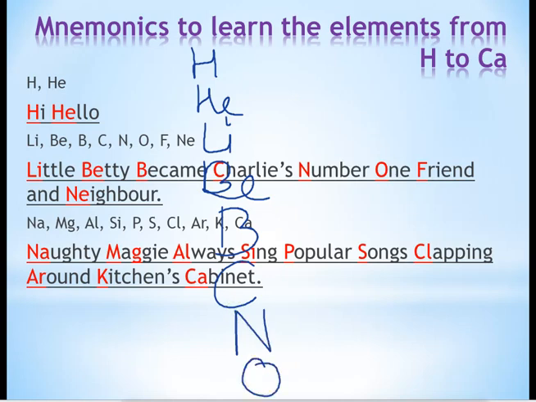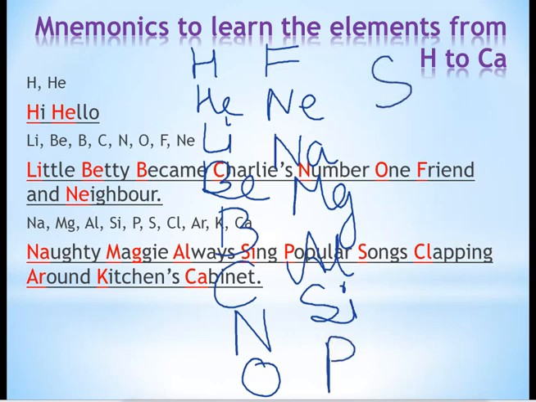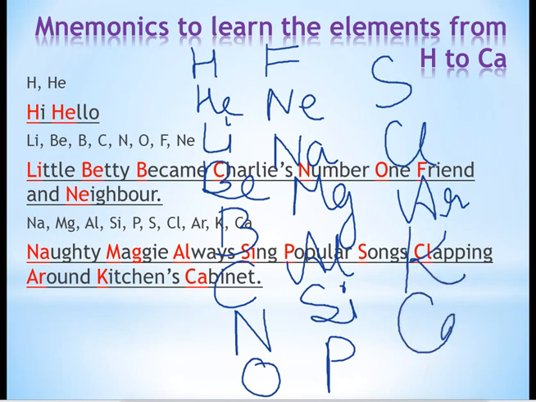oxygen, atomic number 8, fluorine, atomic number 9, neon, noble gas, atomic number 10, sodium, atomic number 11, magnesium, atomic number 12, aluminium, atomic number 13. Then we have silicon, atomic number 14, phosphorus, atomic number 15, sulfur, atomic number 16, chlorine, atomic number 17, argon, atomic number 18, potassium, atomic number 19, and for calcium the atomic number is 20.